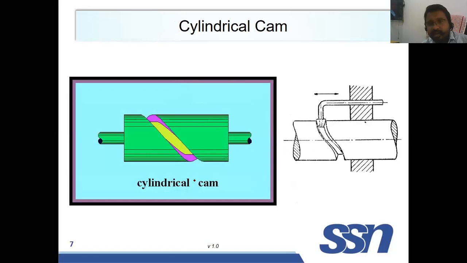And cylindrical type of cams. These are all cylindrical type of cams. See here, in the cylinder there is a groove that is cut. So whenever this is rotating, this groove is trying to make this kind of motion to the follower. When the groove is going inward, the follower will go inward. When the groove is going outside, it will go outside. So the follower movement will be like this: outside, inside, outside, inside. That's how it goes.